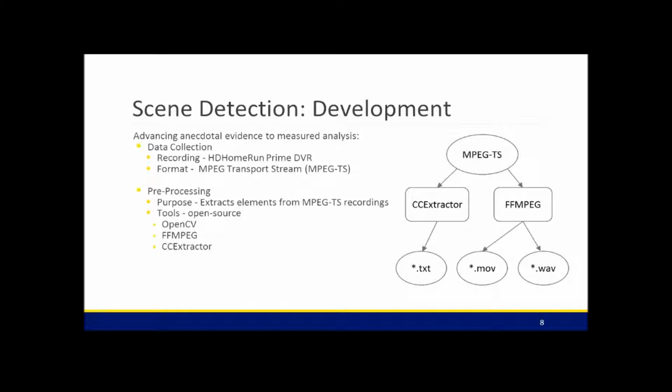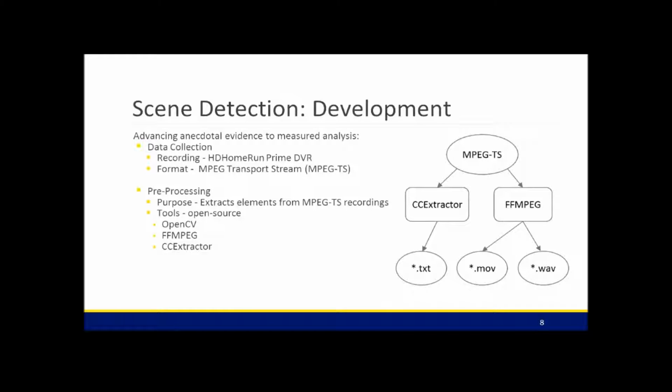Putting these ideas to work, we began with collecting data. To record shows, we selected a tool, the HD Home Run Prime. It comes with open source software, and it also records in the MPEG transport stream format, which is a standard broadcast format for cable television. We initially wanted these features because we intended to manually extract the three elements from the broadcast recording.